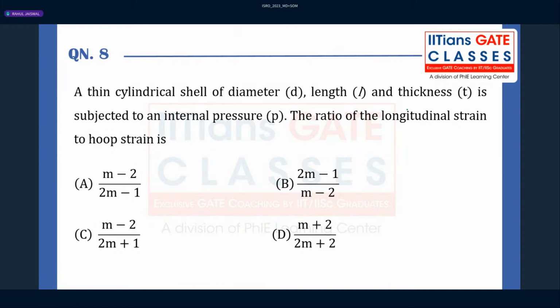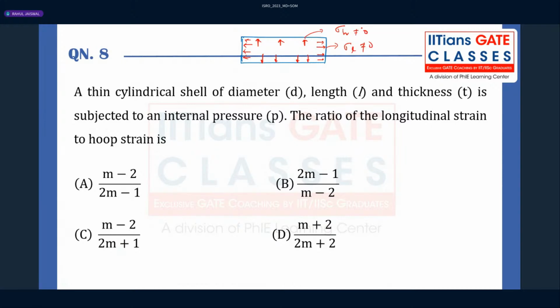So a thin cylindrical shell, there will be two types of stress that will be developed. Whenever you consider, let's say, if I draw the diagram, there will be internal pressure acting here, and internal pressure at the end plates also acting, right? Because of this there will be hoop stress. Because of this there will be longitudinal stress acting.